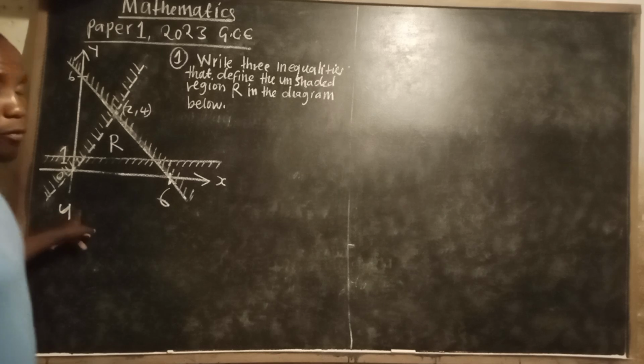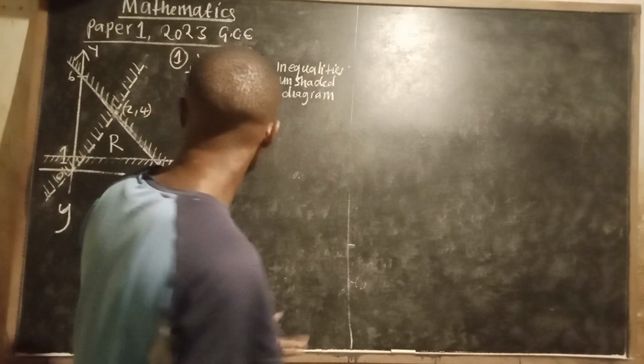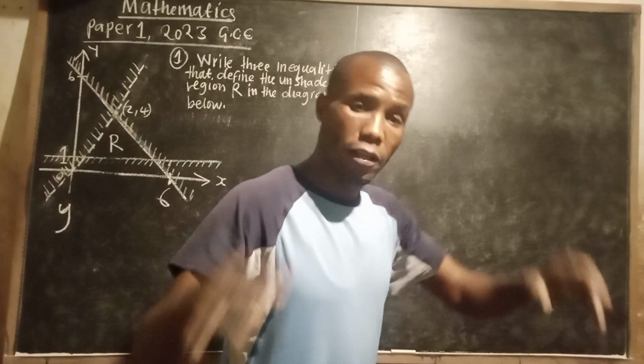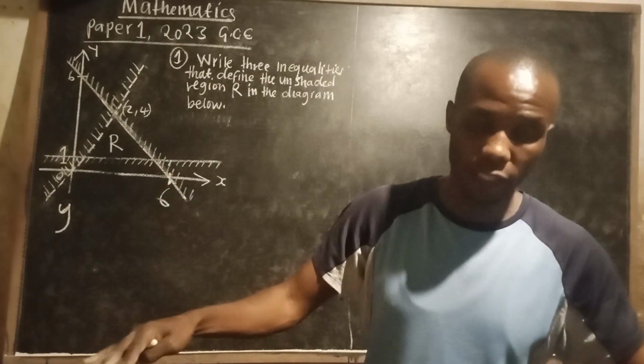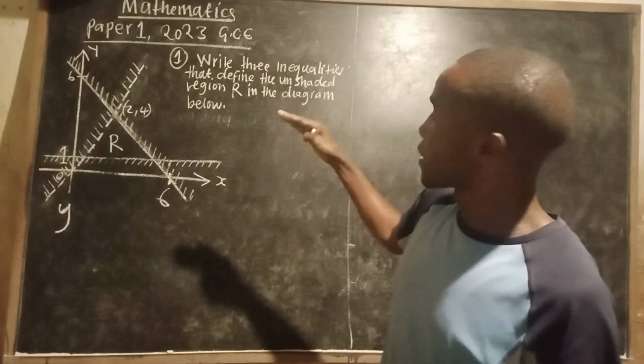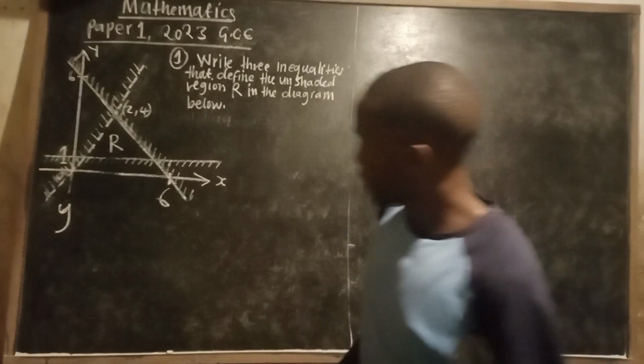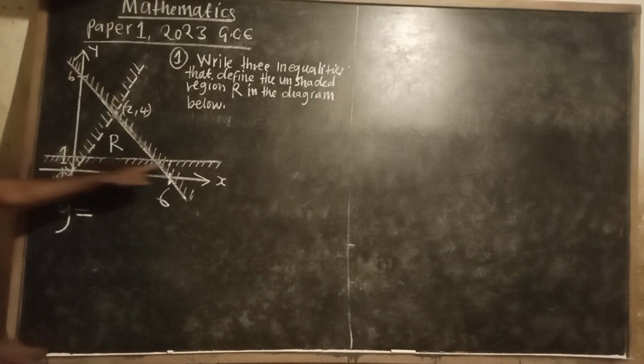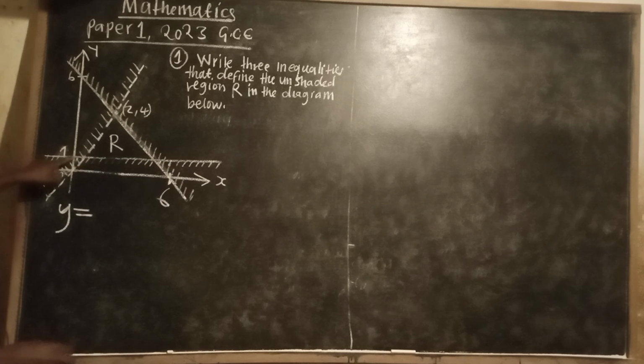So here, we don't need to write equals. Okay, first of all, you can first start by writing equals. Then from there, you are going to interpolate depending on the side which is shaded. So here we are going to say y is equals to, where is it intercepting? Y-axis on 1. So just say y is equals to 1.